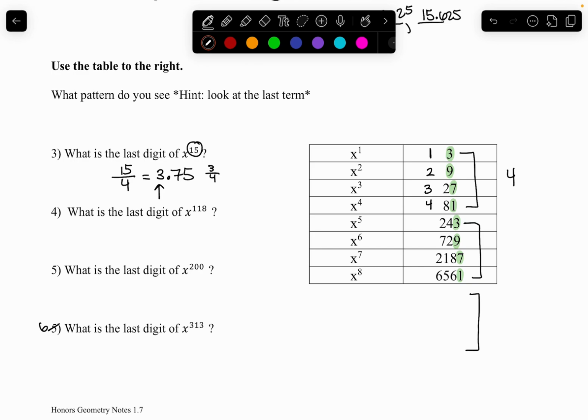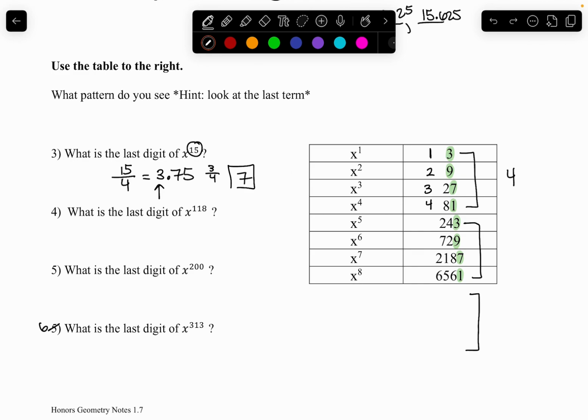So if this is 3/4, that means that after the third full way of making it through my pattern, I'm only making it 3 terms out of the 4 terms this next go around. That would mean that my last digit is going to be 7, because that is the third term.